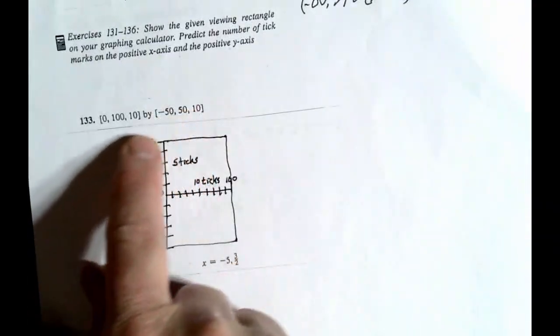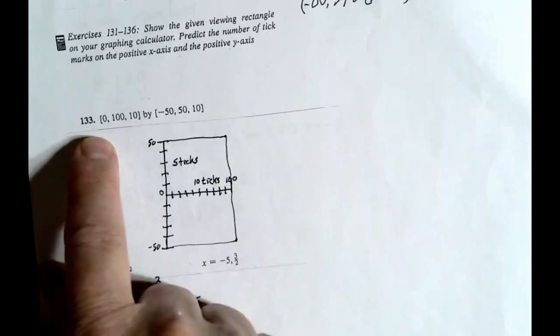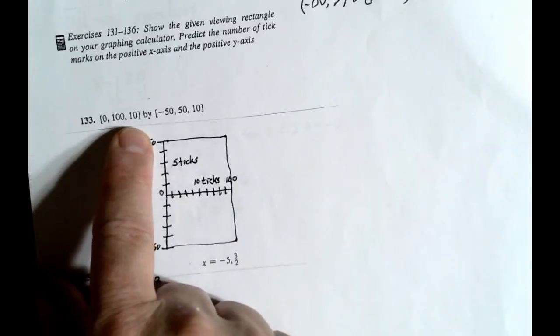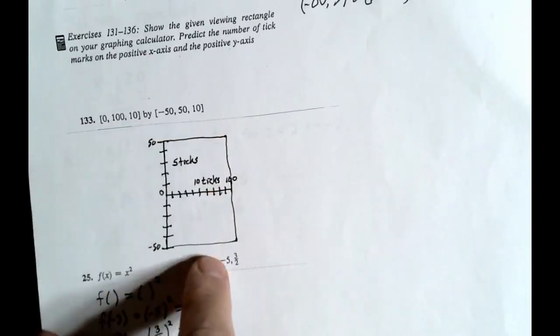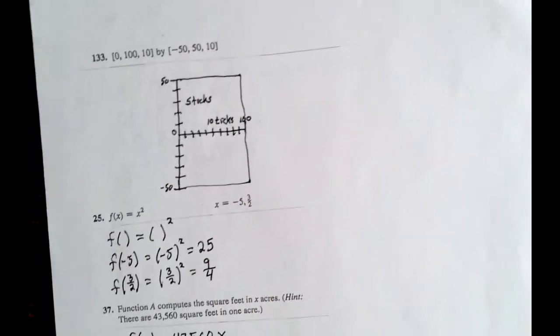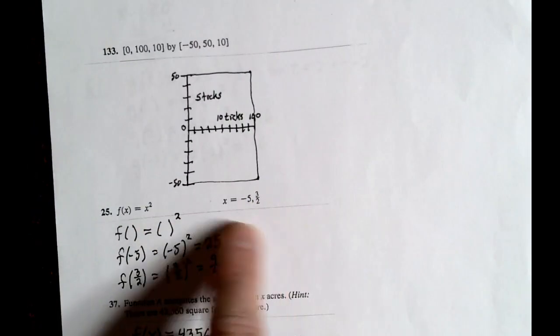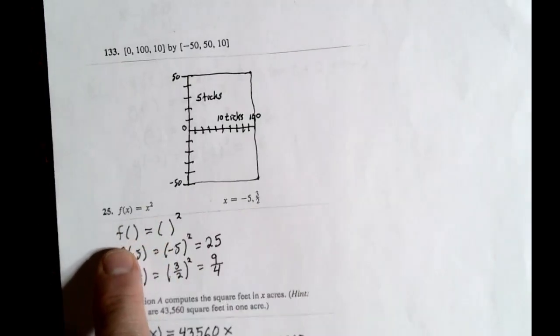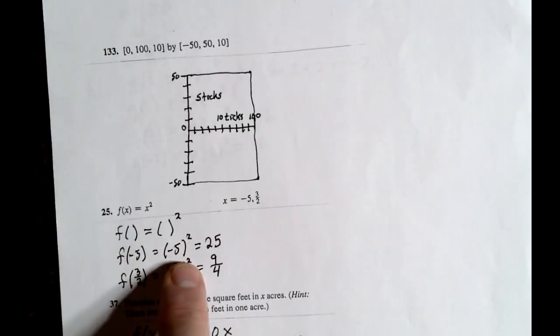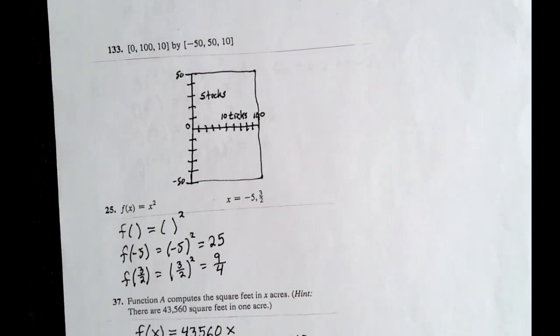Alright, this one says show what the window looks like on your calculator with these x min, x max, x scale, y min, y max, y scale, and it looks like this. Alright, now this one says find f of negative 5 and 3/2 for this guy. So f of blank equals blank squared, and you plug in minus 5 there and you multiply it out, plug in 3/2 and you multiply it out.